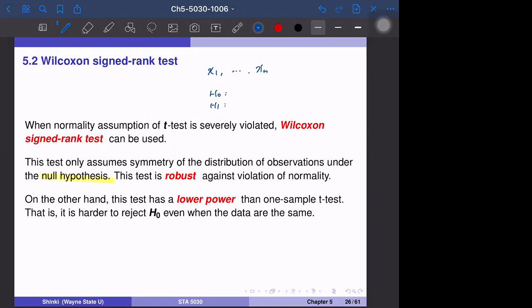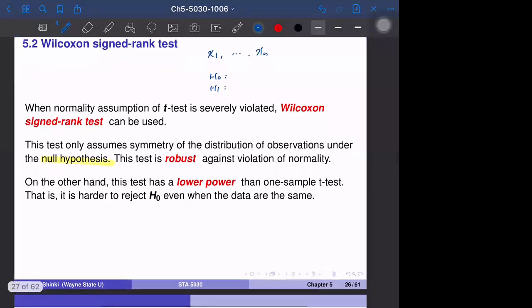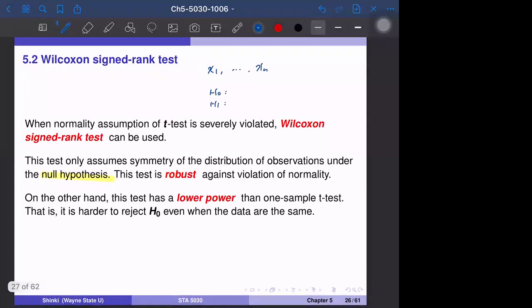So this test is robust against violation of normality. If you assume normality, we can do the t-test, but if the assumption is violated, the result is invalid. But this test is valid under a wide range of distributions. On the other hand, this test has a lower power than the one-sample t-test. So that means it is harder to reject H0 even when the same data is used.